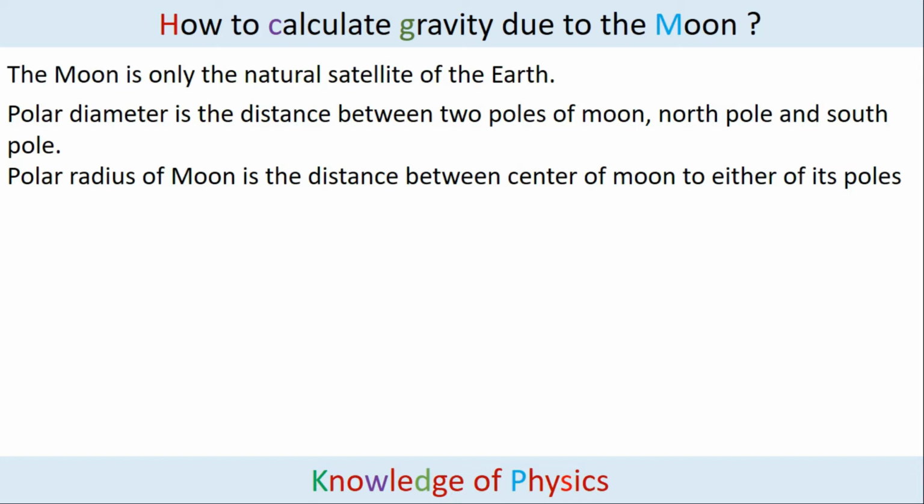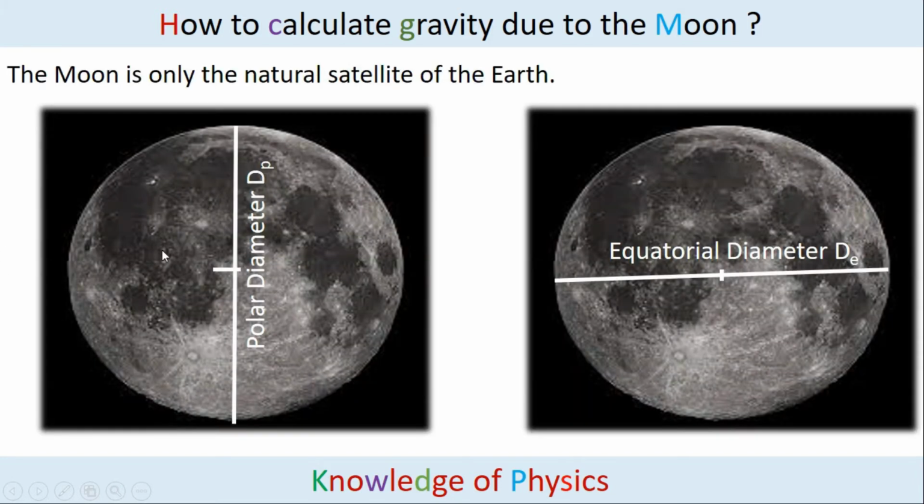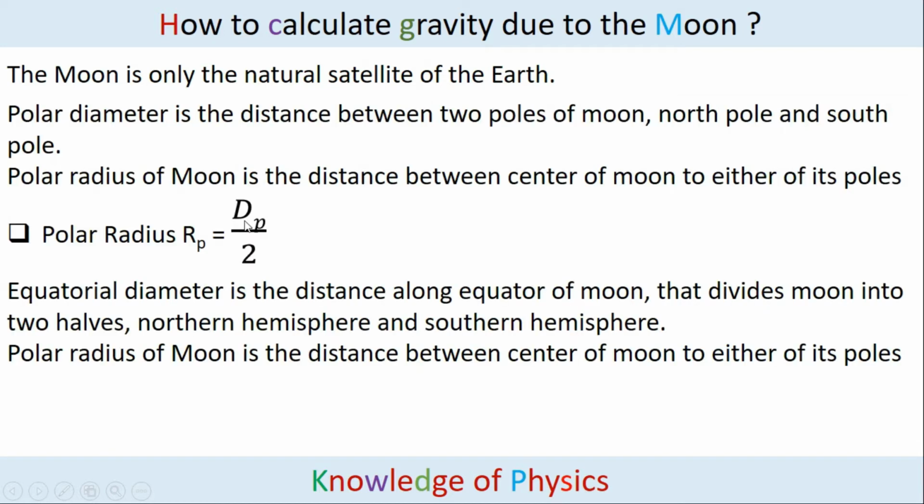Polar radius of moon is the distance between center of moon to either of its poles. Polar radius means the distance between the center of the moon and either of these two poles, this north pole or south pole. This is half of the diameter. So polar radius is denoted by Rp and is given by dp, the polar diameter, divided by 2.